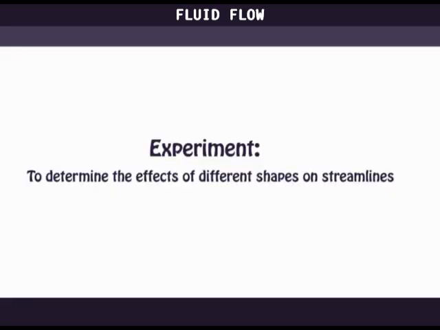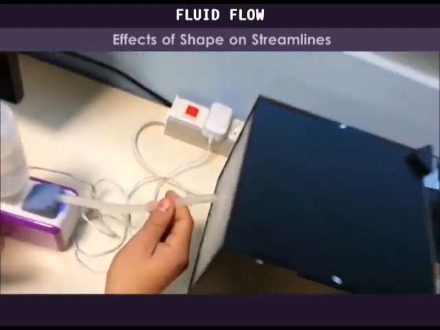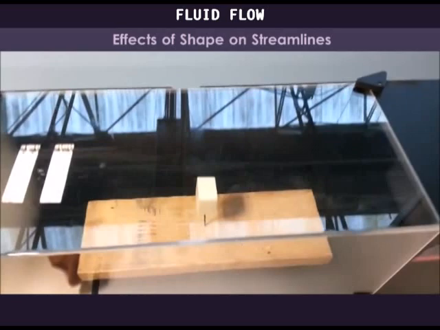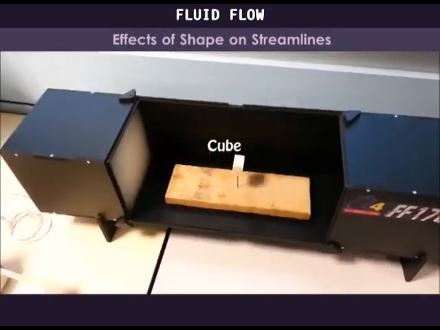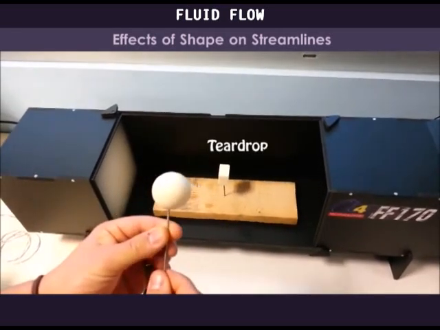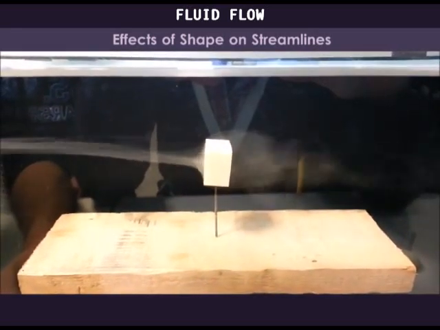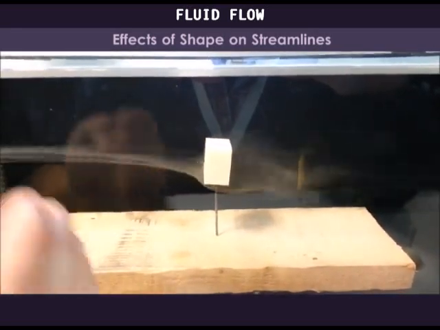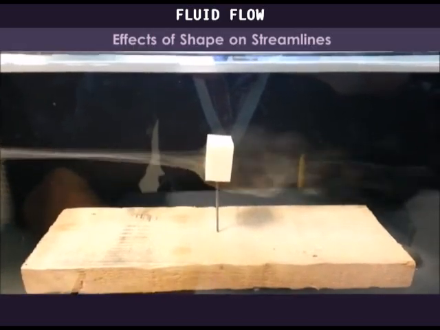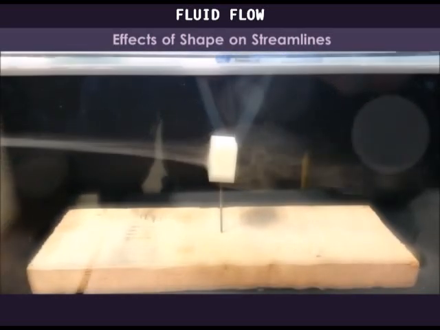Let us perform an experiment to determine how different shapes affect streamlines. We shall put different shapes on the path of a stream of smoke and see the flow in front and behind the different shapes. A cube, a hollow sphere, and a teardrop. For the cube, we can see streamlines before hitting the solid, but they are then broken into a disorderly flow behind the cube. In other words, there is a turbulent flow behind the cube.